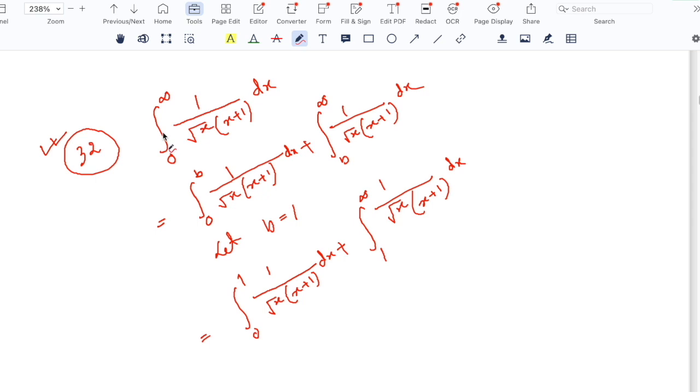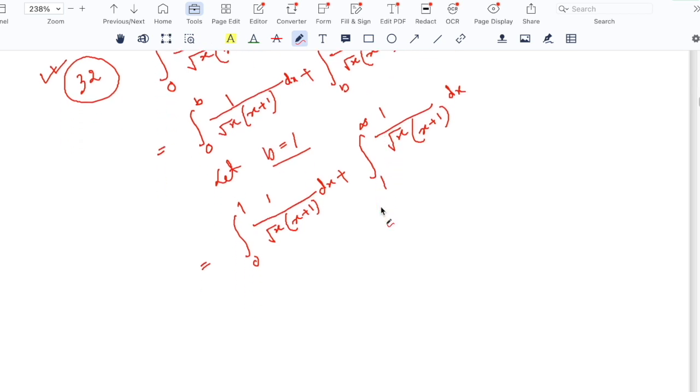Therefore you need to divide the integral into two parts, 0 to b and b to infinity, and here b is any positive number. For convenience, let us put b equal to 1. You can put any value, we consider 1. So this integral now becomes 0 to 1 and 1 to infinity.